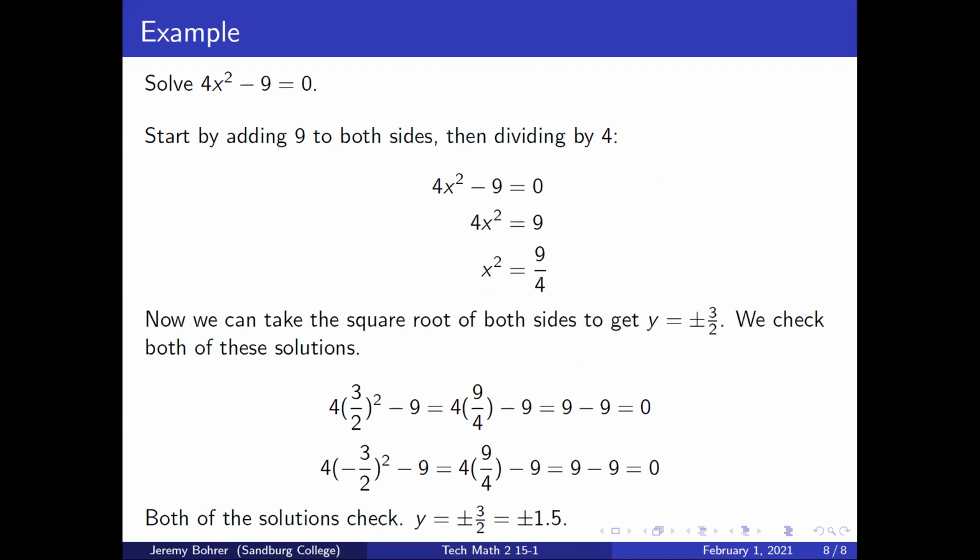We check both of these solutions. 4 times 3/2 squared minus 9 equals 4 times 9/4 minus 9, which is 9 minus 9, which is equal to 0. 4 times negative 3/2 squared minus 9 is 4 times 9/4 minus 9, which is 9 minus 9, which equals 0. Both of the solutions check, so x is equal to plus or minus 3/2, which is equal to plus or minus 1.5.